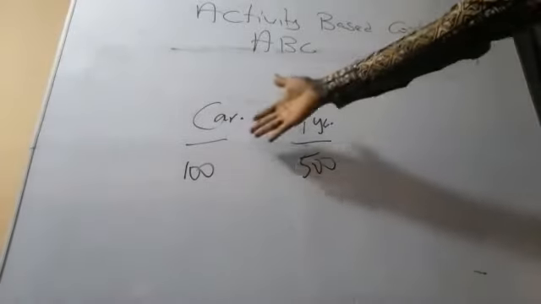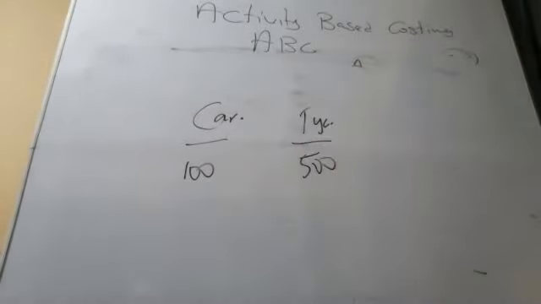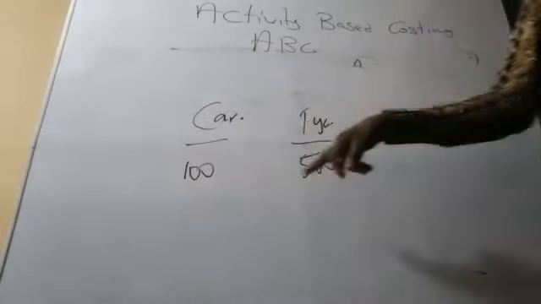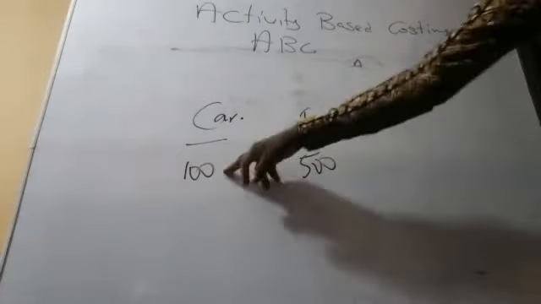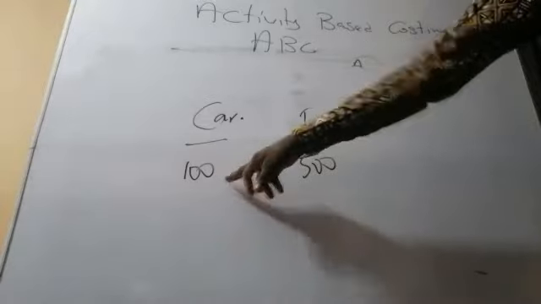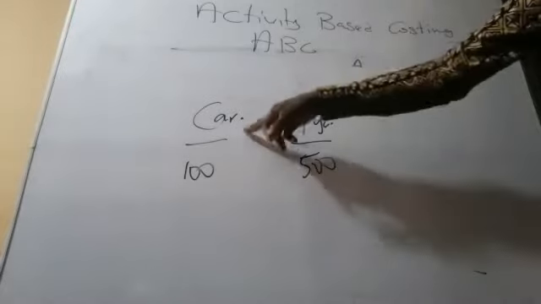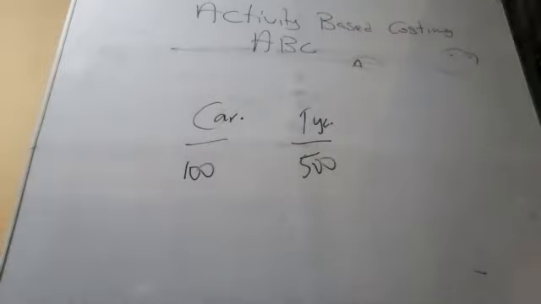But each car will take what? That depends on the car type. Now, here we have produced 100, and here we produce 500. Which of these would demand more work, the 100 cars or the 500 tires? Now, car and tire, which of them will take more time, more activity, more work, more hands before it can be ready? That is the car.